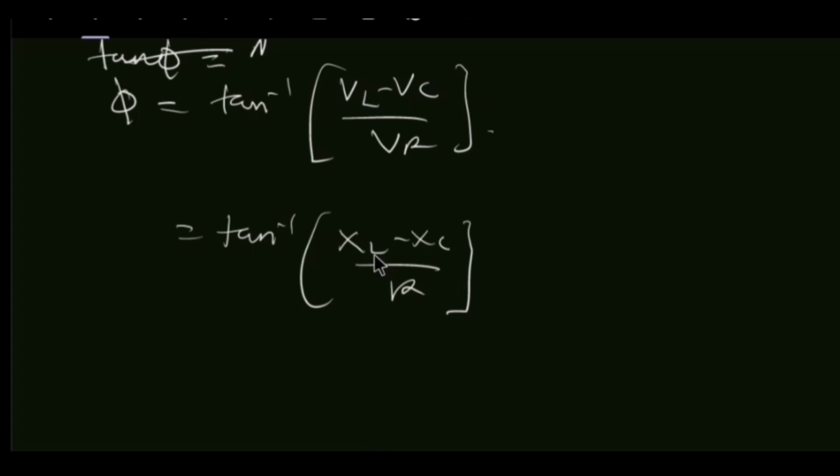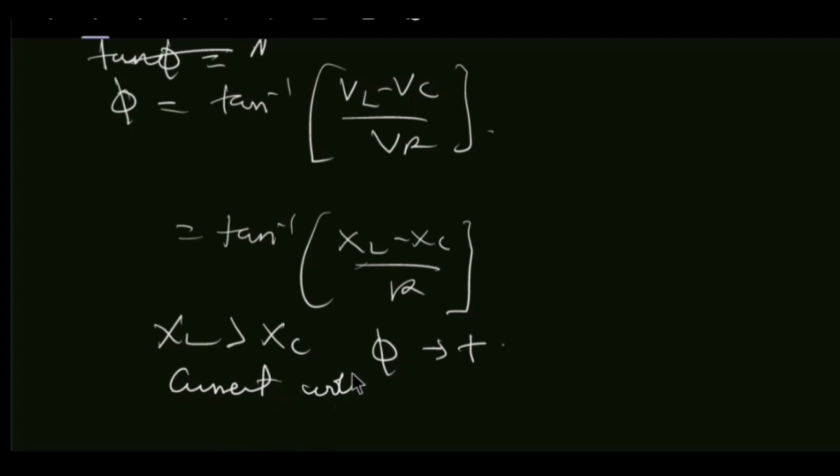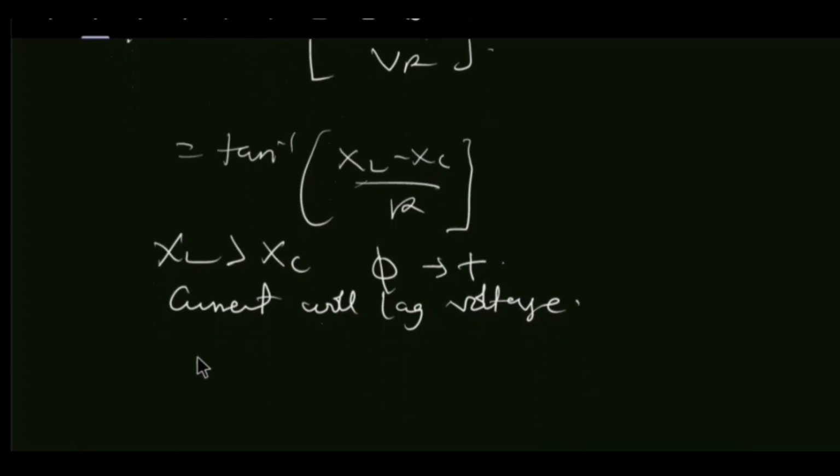Now, if my XL is greater than my XC, then my theta here will be positive, and it means that the current will lag the voltage supply. So the inductance here is stronger, and hence current will lag the voltage. The second scenario is when XL is less than XC. When XL is less than XC, you get a negative angle. So the angle will be negative.